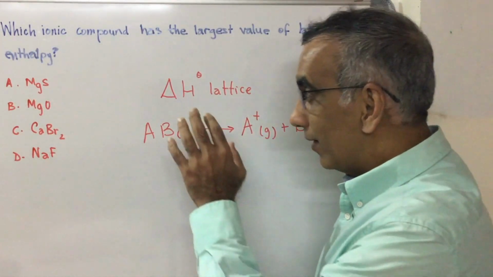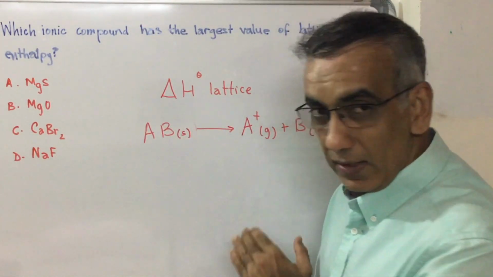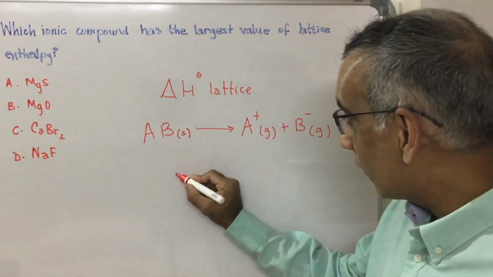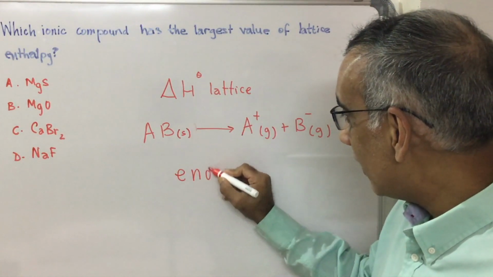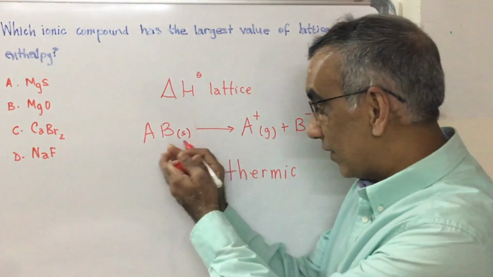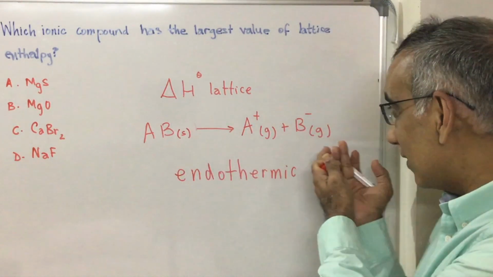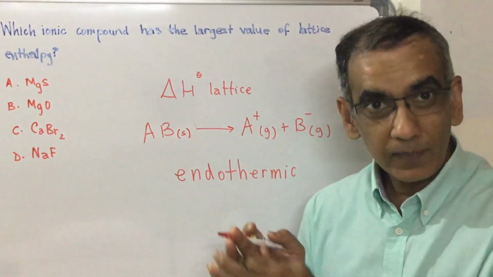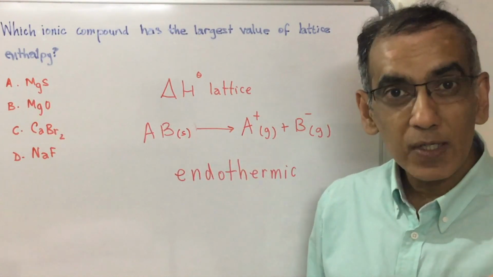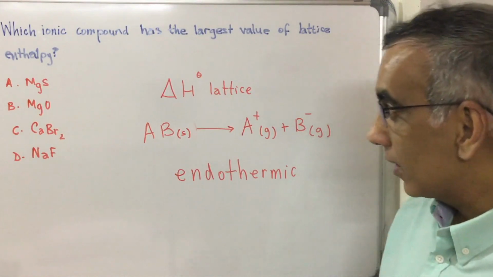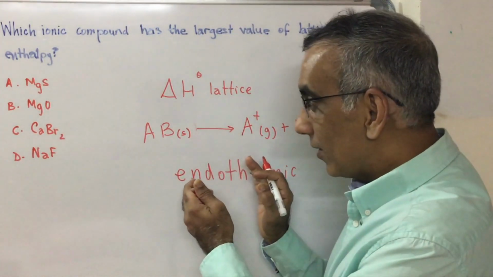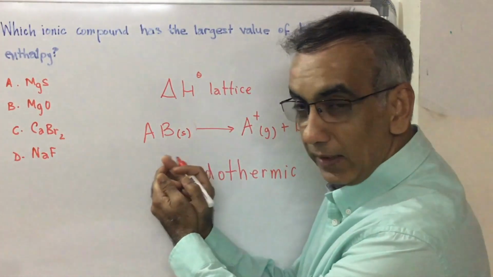Now, this lattice enthalpy in all of these cases involves bond breaking. Bond breaking, of course, requires energy and it is endothermic. You're breaking up this lattice from that solid structure into these constituent gaseous ions. Now, what we need to know to solve this particular question and any similar ones that would come in the examinations is the two factors that determine how strong this electrostatic attraction is.